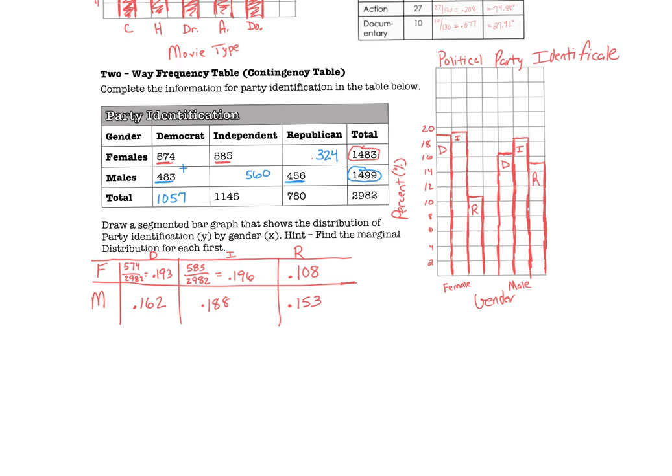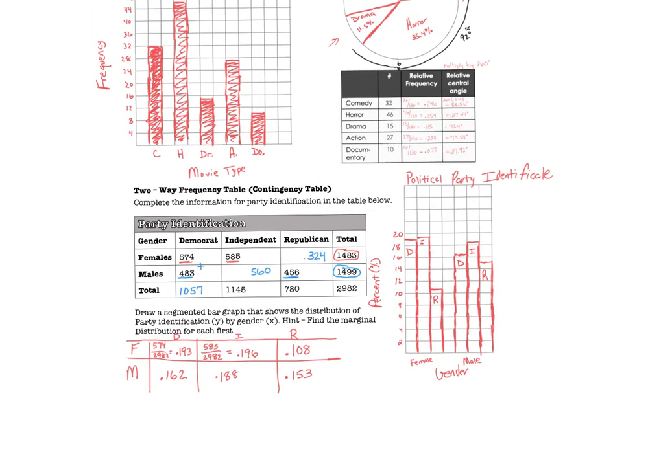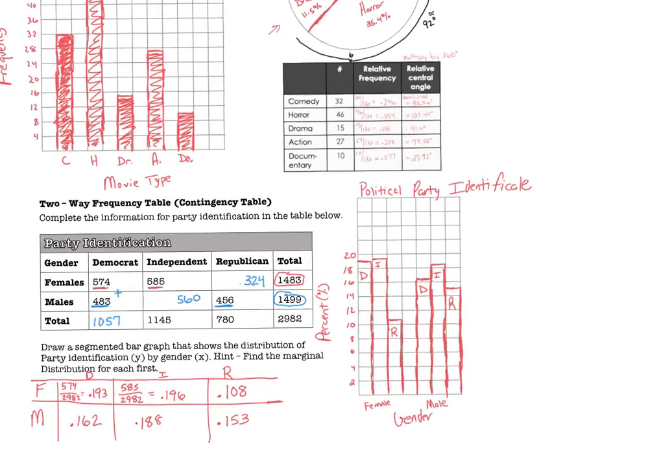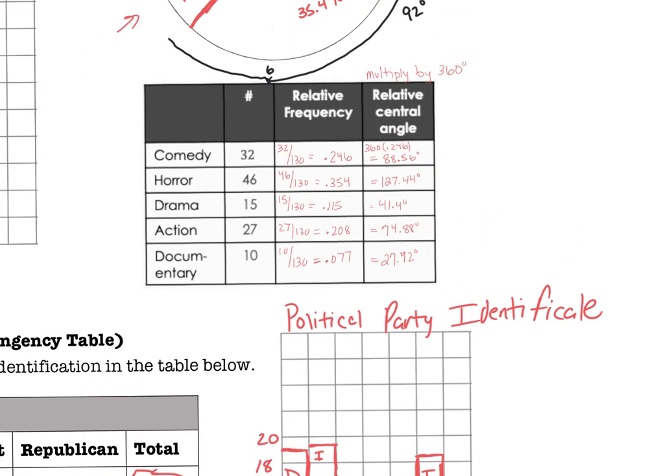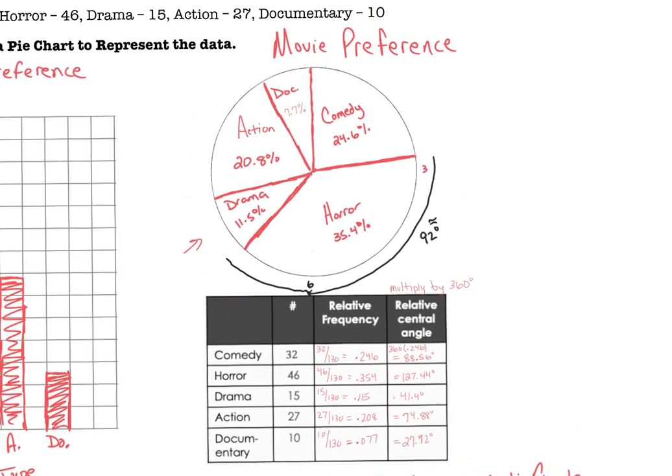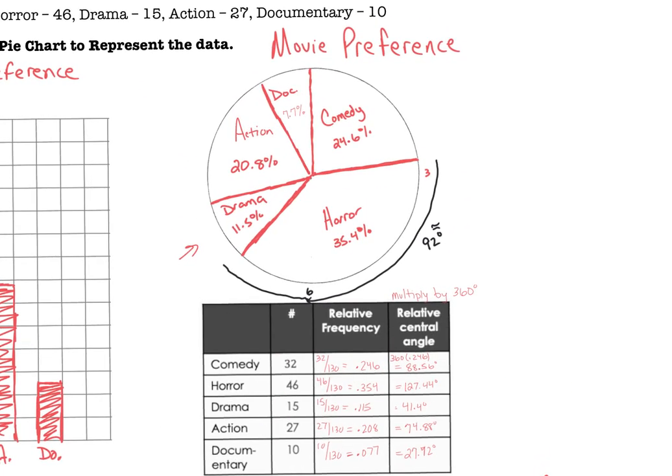Now remember that frequency tables are usually represented with bar graphs, and that relative frequency tables are represented with your pie charts. And remember to always multiply your relative frequency in decimal form by 360 degrees, because that's how many degrees are in a circle. And then from there, what you can do is use that to create the sections that are a little bit more accurate than what you used to do in elementary school.